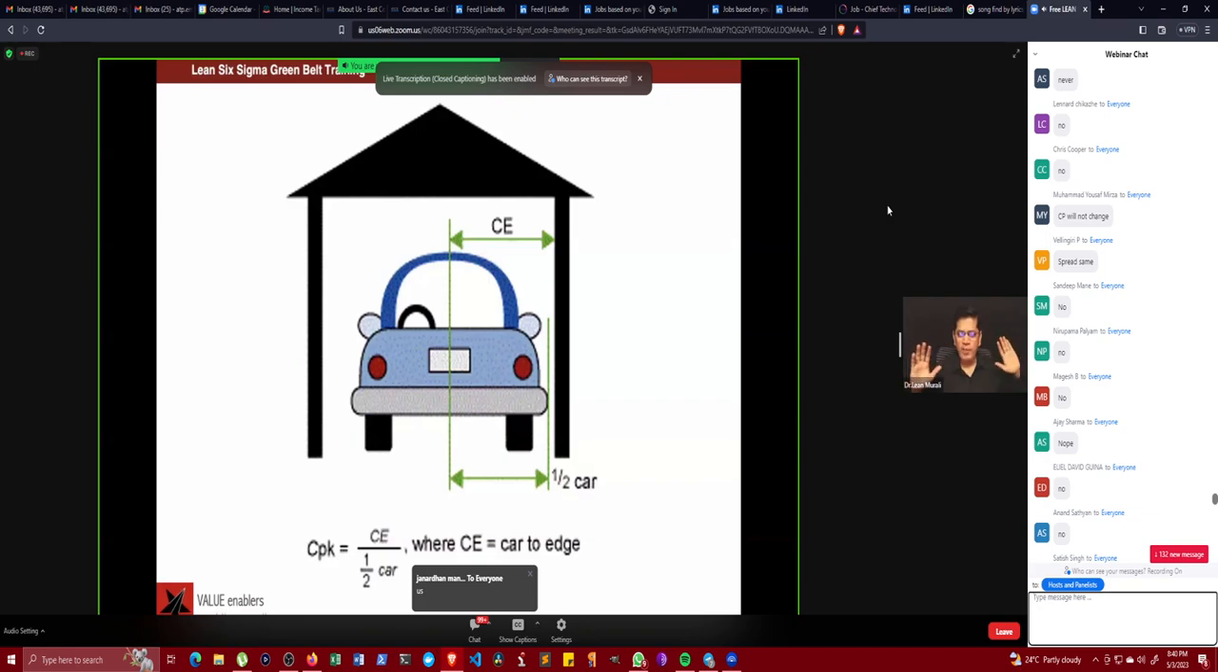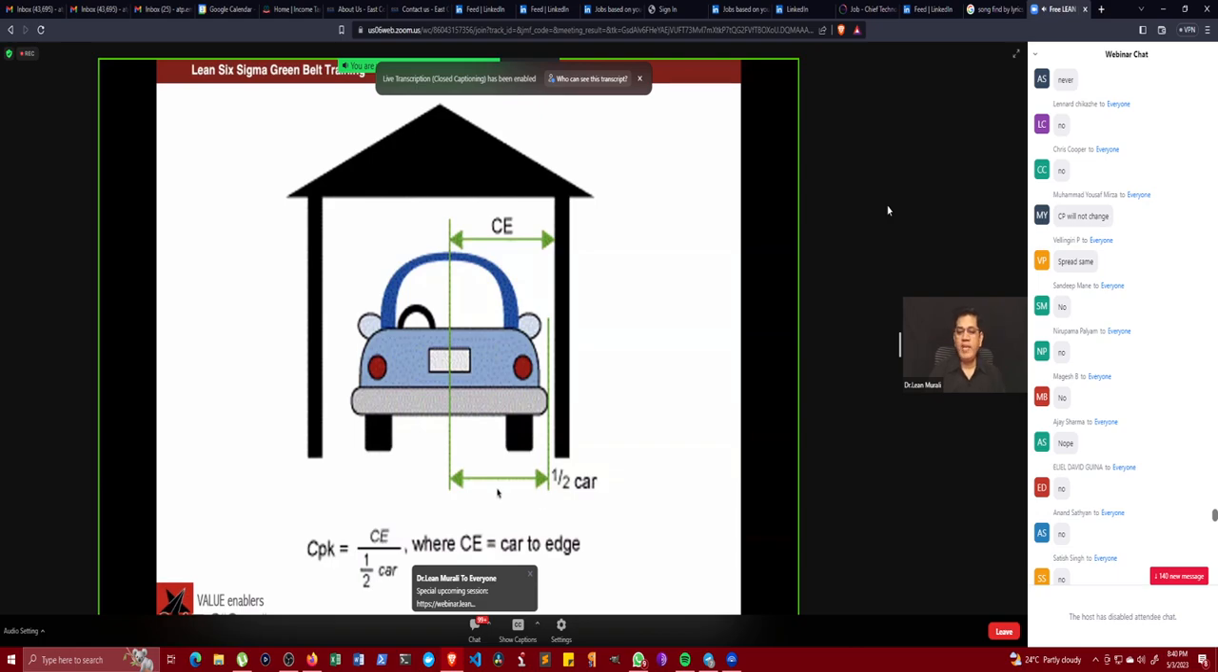Fantastic. I'm so happy that a lot of you understood, because if you understood this concept, then we can go to what is called CPK, the Process Capability Index. K is for index, okay? Accuracy and precision. Fantastic.